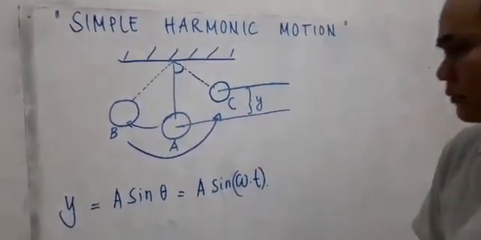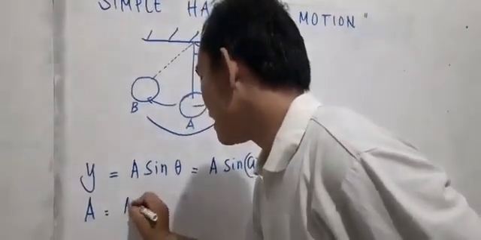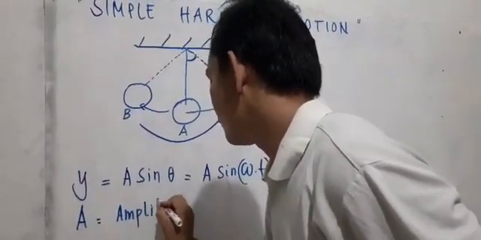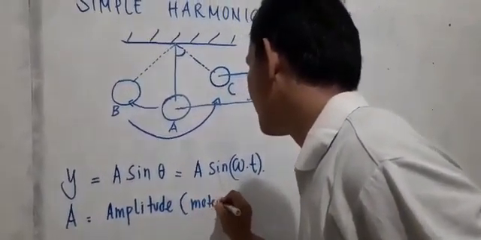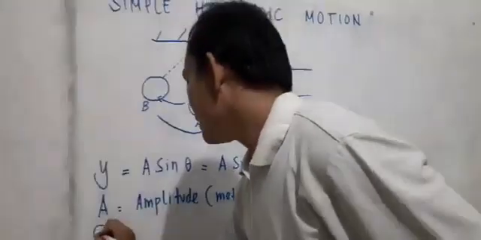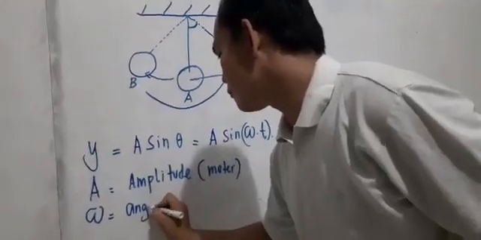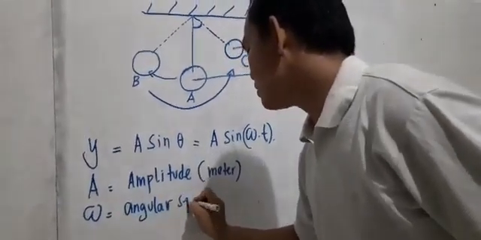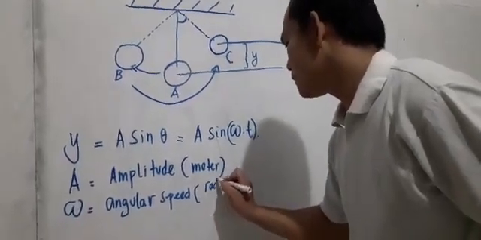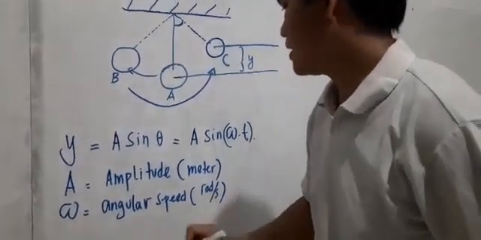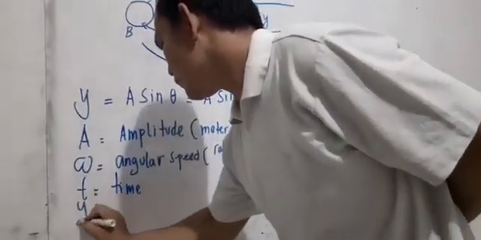Now A is the amplitude. The amplitude, in the international unit, is in meters. Omega here is the angular speed, measured in radians per second, and t is time, and y itself is the deviation.